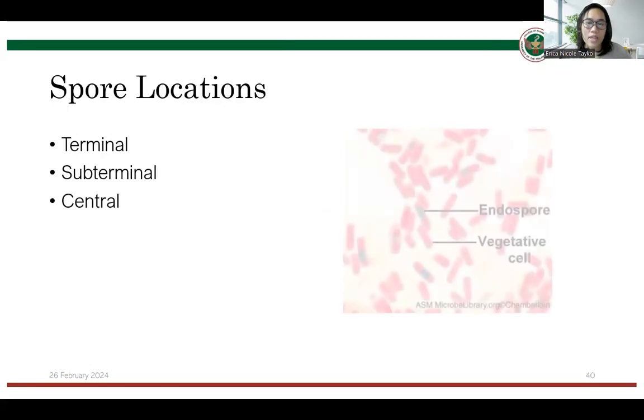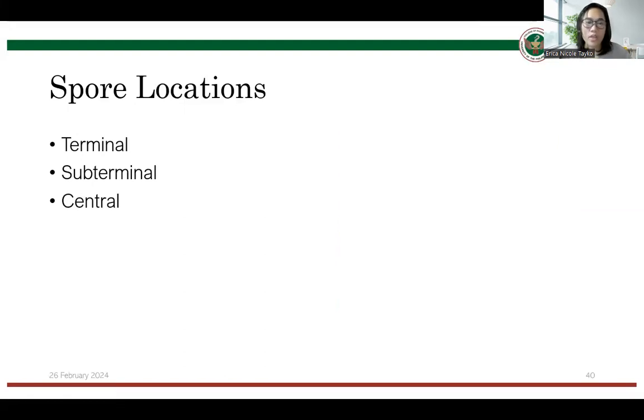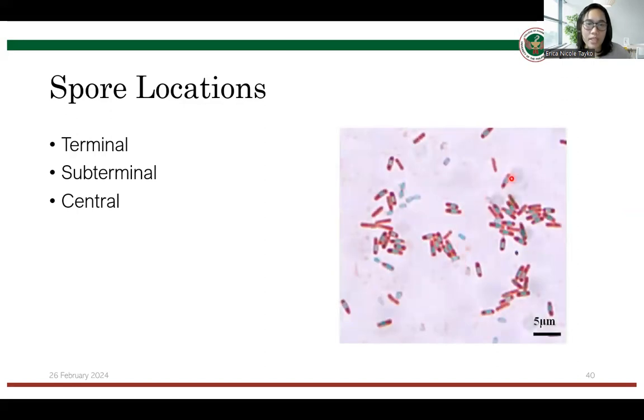When we say subterminal, it is not at the very end, but it is also not in the middle. As you can see here, it is not super central, and it is also not terminal. So it is called a subterminally located spore. Then finally, when it is in the center, those are your centrally located spores.